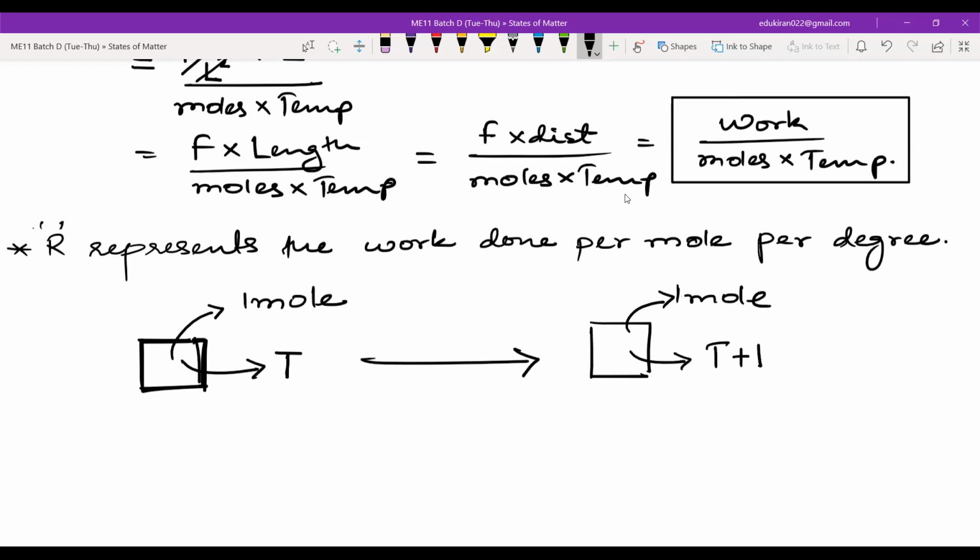So I will have to do some kind of work, apply some kind of energy in the system. And the amount of work that will be required is the R. So write this point down. Initially it is at T. I have to increase the temperature by 1, to T plus 1.